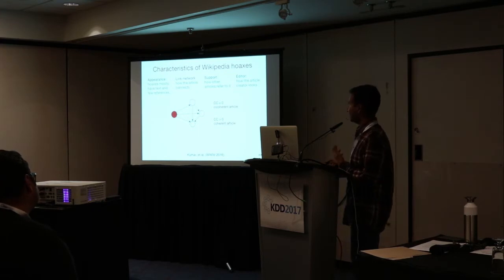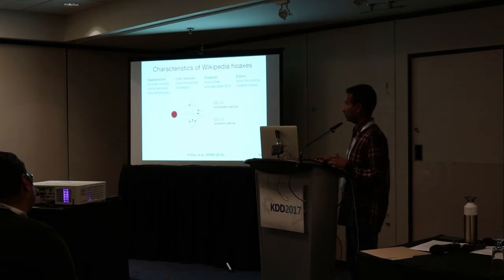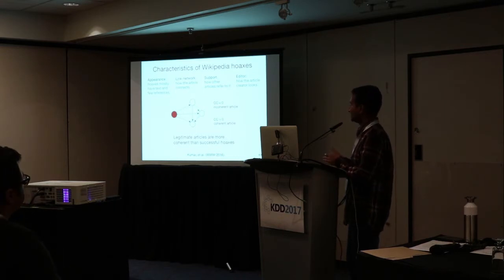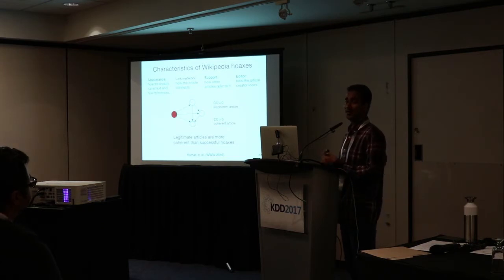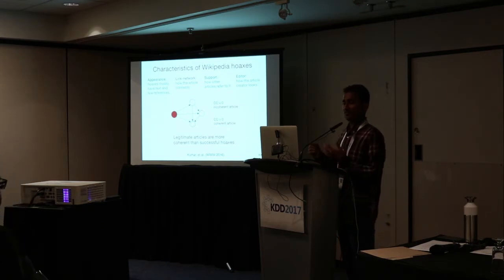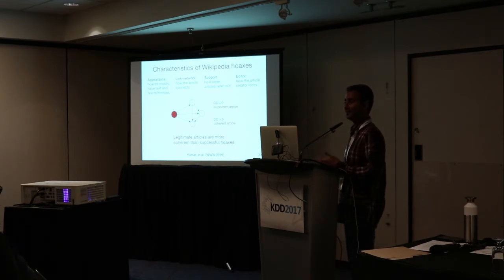And essentially, this article has coherent hyperlinks. So comparing the clustering coefficient of Wikipedia hoaxes and Wikipedia non-hoaxes, what we find is that legitimate articles are much more coherent as compared to hoax articles, which means hoaxes have fewer Wikipedia hyperlinks, but these hyperlinks are also just present. They do not make sense, and they are present just for the sake of adding in more hyperlinks.